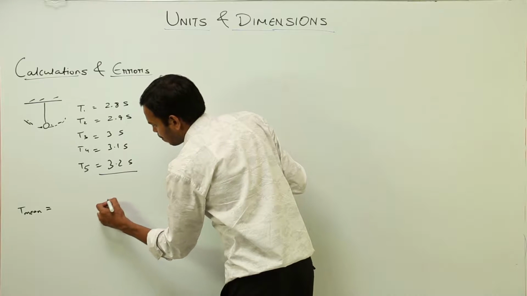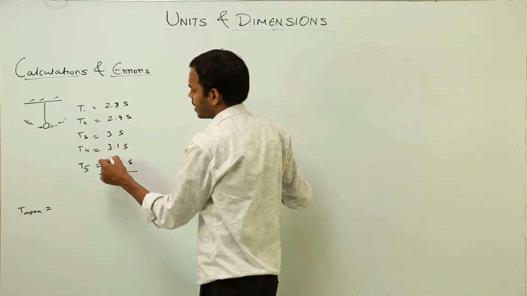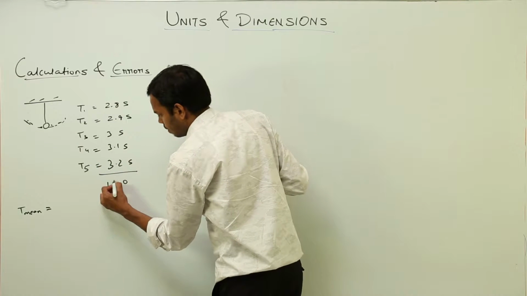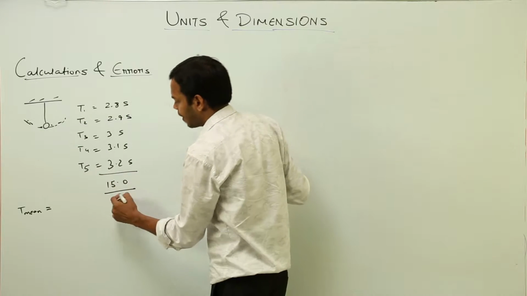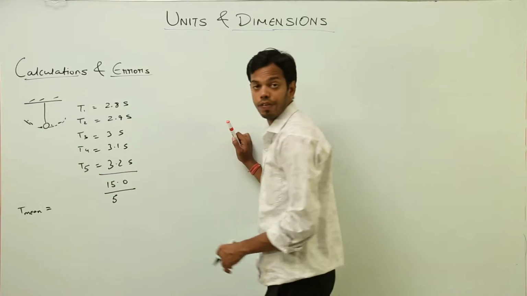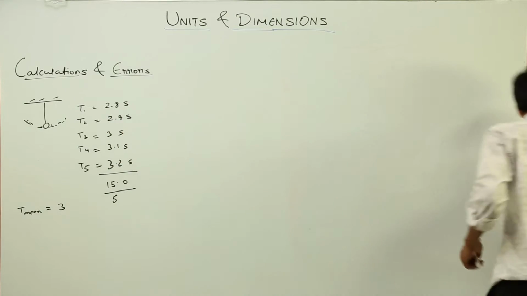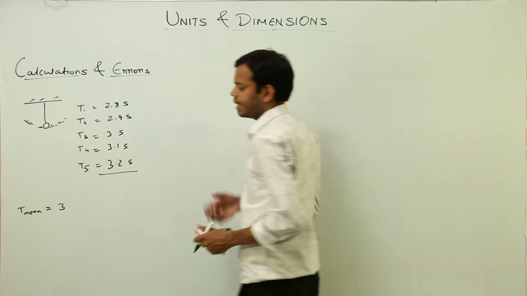Adding the remaining digits, we get 15 in total. Over the number of observations, which is 5. So 15 over 5 gives us the value of 3. So right now the mean value of the given observations is 3.